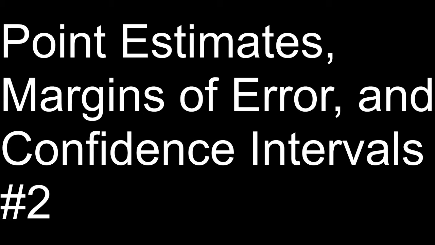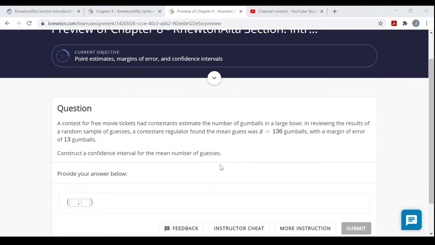So this is on the objective point estimates, margins of error, and confidence intervals. This is the second video I'm making on this from your Newton Alta homework, the second question from this objective. And it's very, very similar to the first question. So let's take a look. Again, if you're still unfamiliar with this, click on More Instruction, read more on what they have to say about working with this objective.